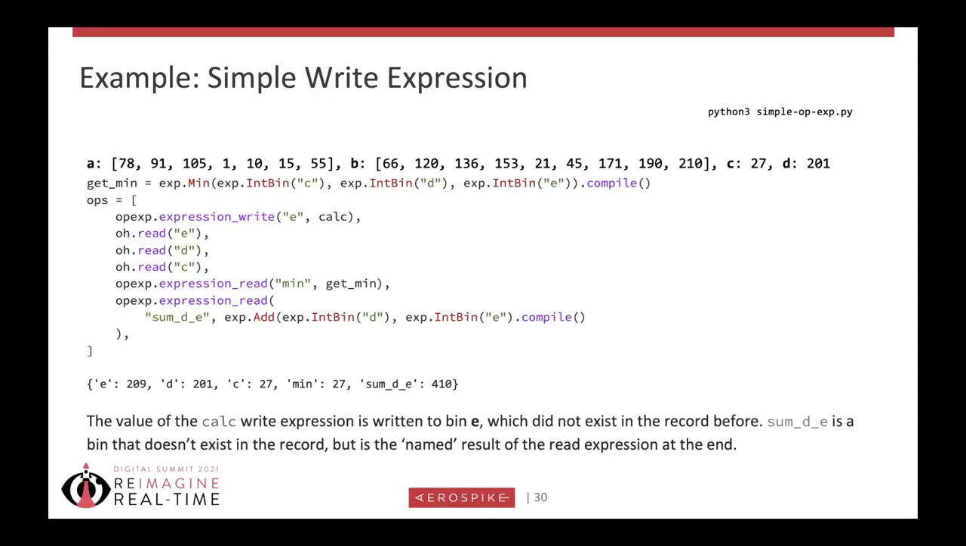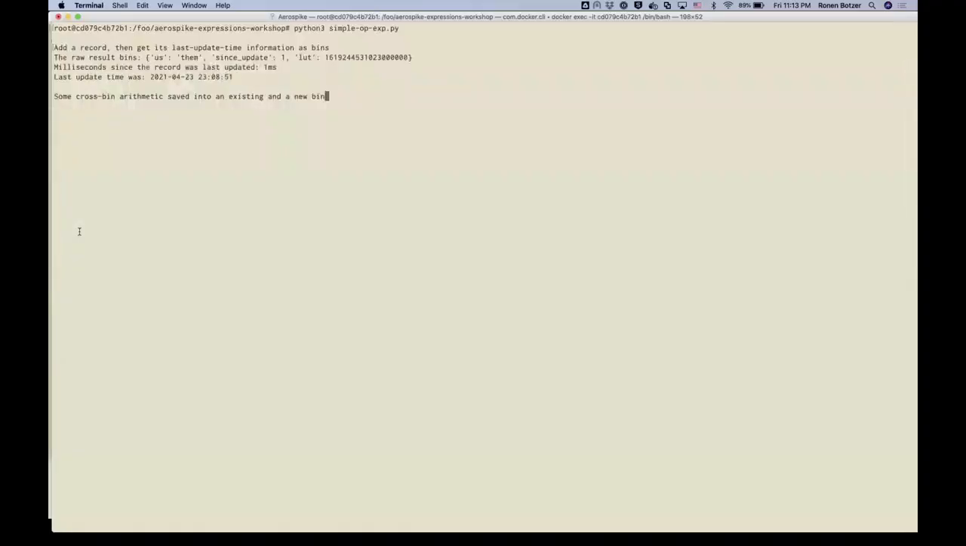Then we're going to read bins E, D, and C, just display them back. And we're going to do a read expression, this expression called get min, and we're going to return that in a bin named min. And the next thing we're going to do is create another quick expression called the sum of D and E, and that's going to be the bin name that we return. And it's just adding bin D and bin E. And I'll remind you, there is no bin E right now, but it's going to be created in the first operation of this transaction. Now let me run this, and that is as expected.